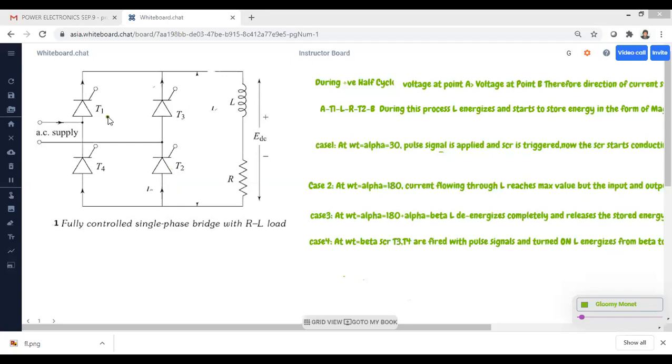If I am using different pulses for T1 and T2, it is called asymmetrical triggering. So all these are objective type questions, remember. In a fully controlled converter, which two SCRs should be fired or turned on at the same instant of time? Anyone? Always the diagonal SCRs should be turned on at the same instant of time.